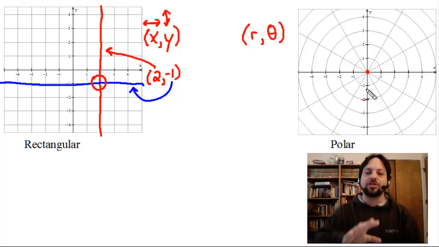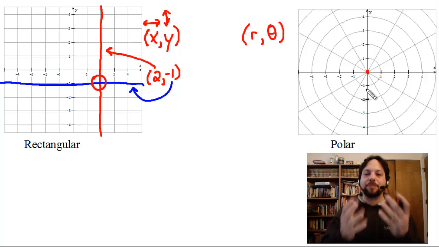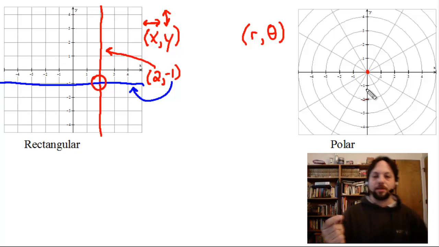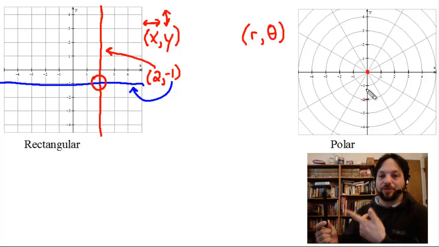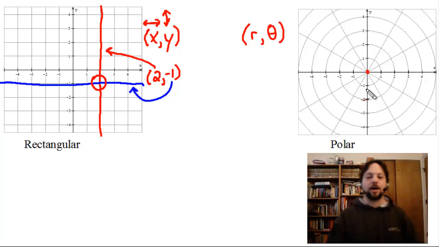So it has nothing to do with temperature or weather. It's not polar like that. It's polar because it's based on the pole. And the pole you can think of as like a North Pole or South Pole, just this thing sticking out. And it's kind of what everything is referenced around. There's the pole. Here the pole is at the origin.